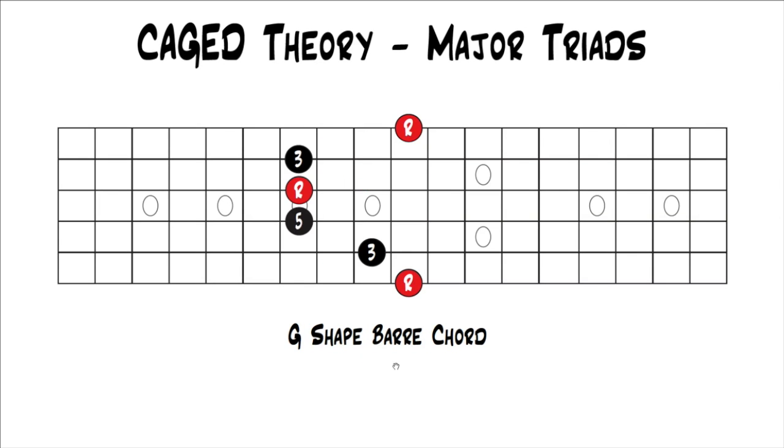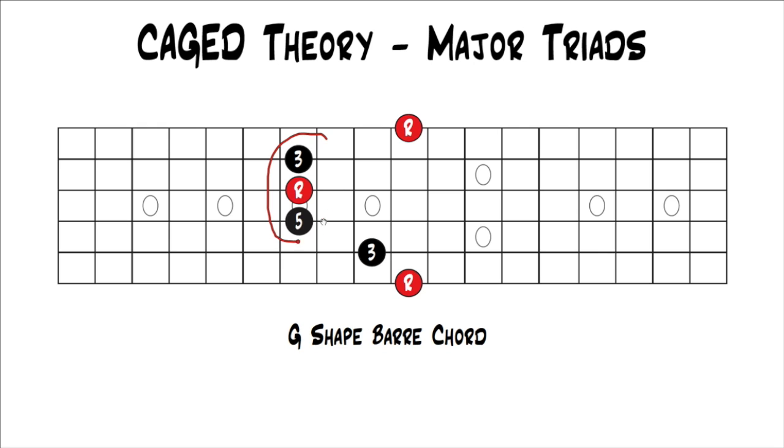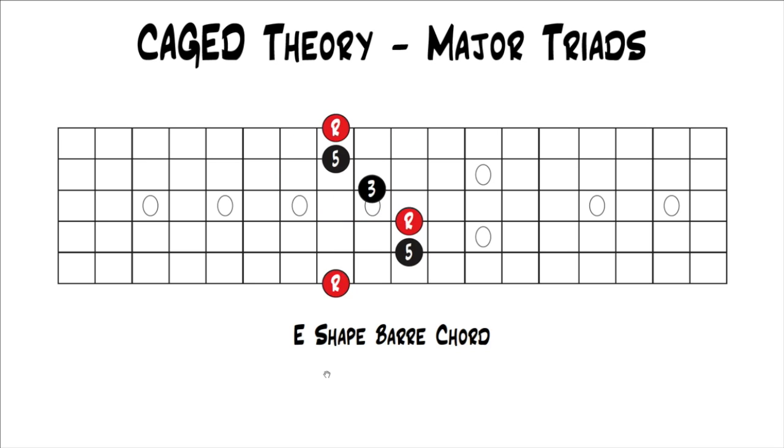Now to the G shape bar chord, we have one right here, hopefully you can see, which is root position. One right here, which is first inversion. And one right here, which is second inversion. So now with the G shape bar chord, you have one right here, and one right here.